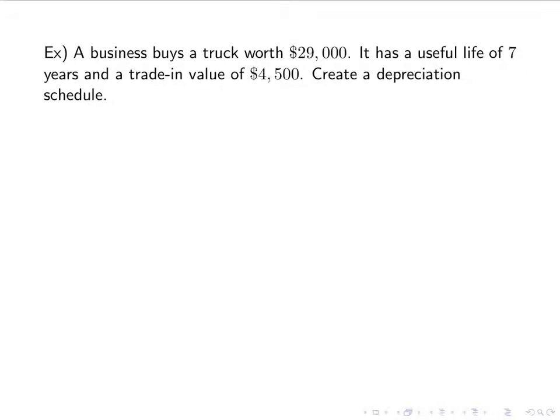A business buys a truck worth $29,000. It has a useful life of 7 years and a trade-in value of $4,500. Create a depreciation schedule.